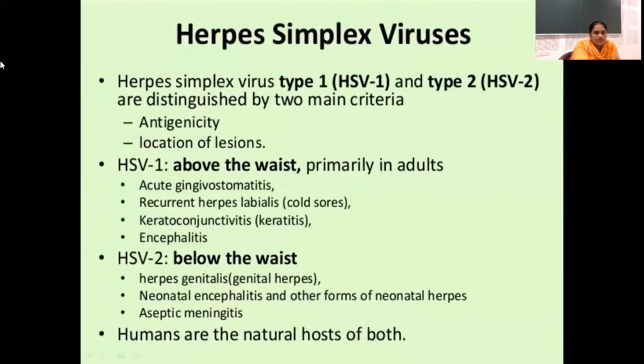Then herpes simplex virus. Between type 2 and type 1, the main two distinct criteria are the antigenicity and the location of the lesions. So herpes simplex virus type 1 is above the waist region, usually primarily seen in adults. Acute stomatitis, recurrent herpes labialis, keratoconjunctivitis, and encephalitis are the most common conditions seen in type 1. In type 2, below the waist, genital herpes is usually the most common, and aseptic meningitis and neonatal encephalitis can also be seen. Humans are the natural hosts of both.